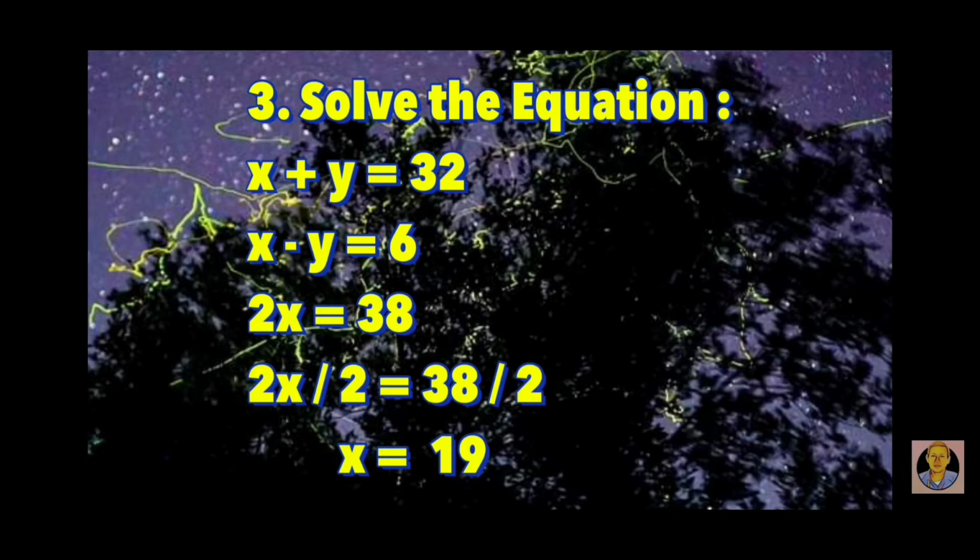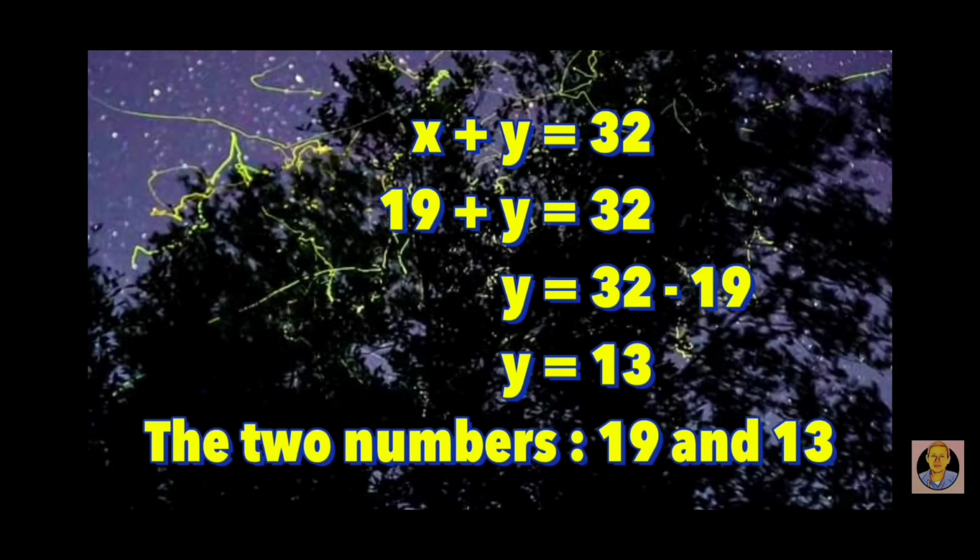Then next is to solve for y using equation 1, x plus y equals 32. We're going to substitute x equals 19, so 19 plus y equals 32. Then we're going to transpose it, and y equals 32 minus 19, and the value of y equals 13. So our answer for the numbers is 19 and 13.